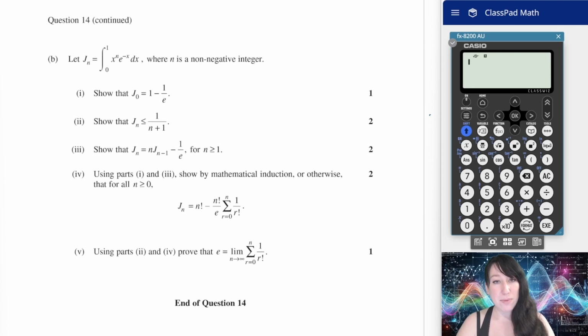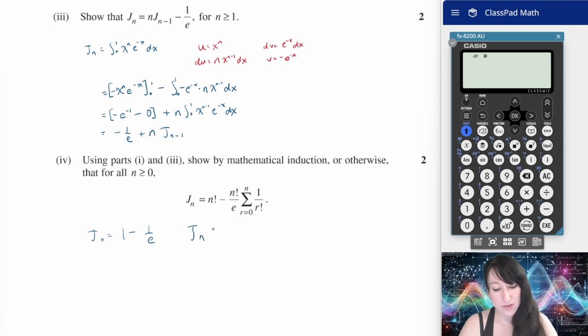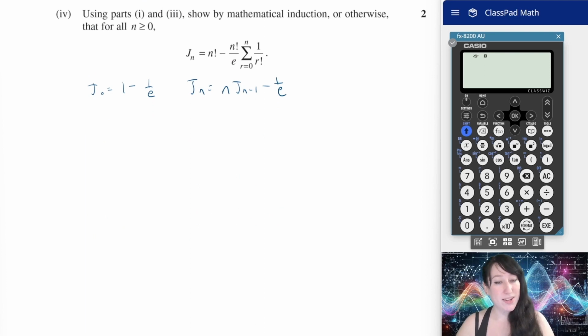Part 4. Using parts 1 and 3, show by mathematical induction or otherwise that for all n greater than or equal to 0, Jn is equal to n factorial minus n factorial over e times the sum from r equals 0 to n of 1 over r factorial. So part 1 gave us that J0 is equal to 1 minus 1 over e. Part 3 gives us Jn is equal to n Jn minus 1 minus 1 over e.